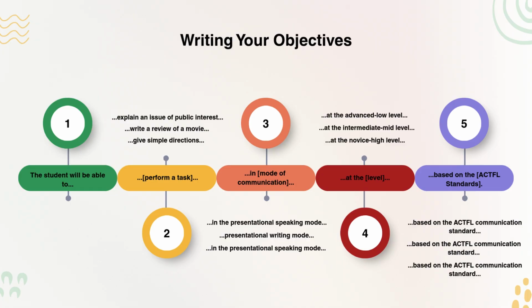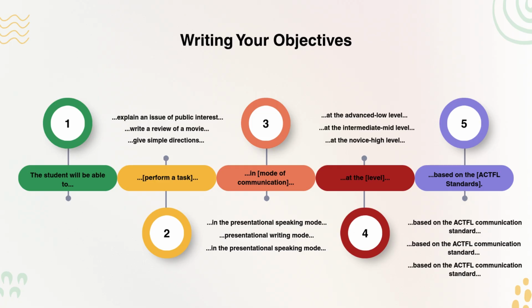For example 1, we will use novice high. Let's say we have a novice high class. Our objective might be the learner will be able to give simple directions in the presentational speaking mode at the novice high level based on the ACTFL communication standard. This objective is specific and measurable because it's tied to a performance descriptor and a can-do statement. I can tell someone how to get from one place to another, such as go straight, turn left, or turn right.